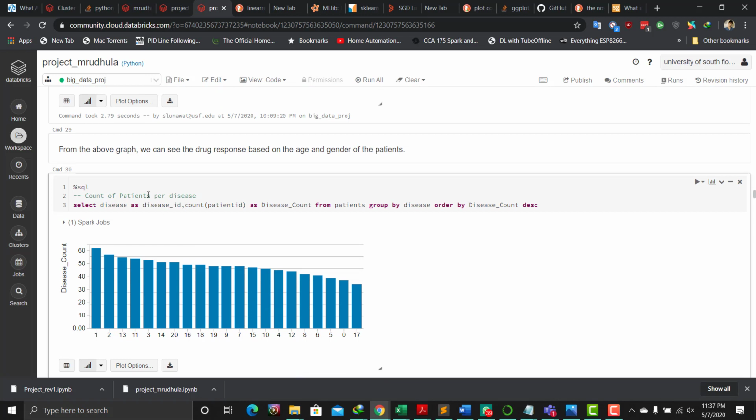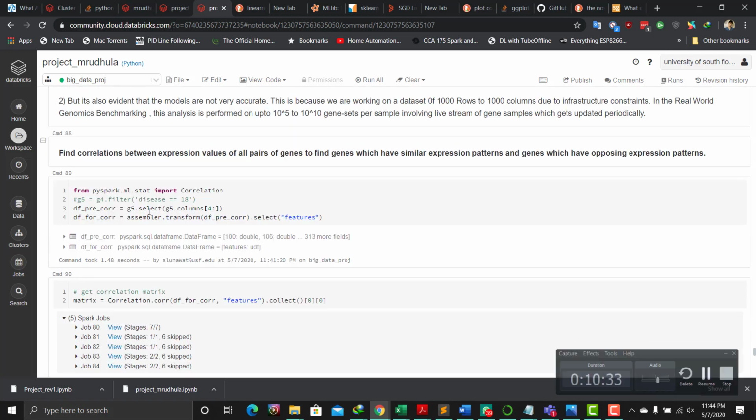So after that, we just check the count of the number of patients in each disease. We have our diseases numbered from 1 to 20, and here you can see all of the diseases have counts of around 50. So these are the counts of the diseases.